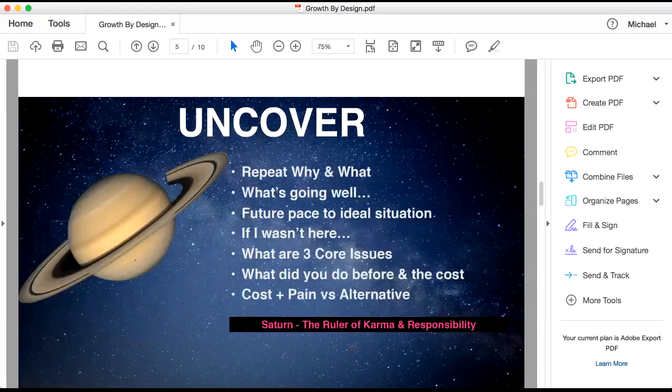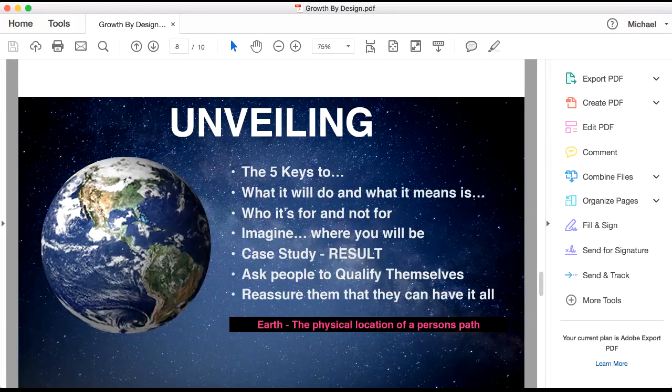And now we're going to get into the clear unveiling. This is where we unveil really what the product does. And it's very relevant that Earth is here because this is the physical location of a person's path. That's the spiritual law for Earth. So when you look at this, unveiling is the physical location of the person's path with you. In other words, it's the five keys to doing whatever you do that you're going to unveil. It's the one bold reason that's going to change everything.